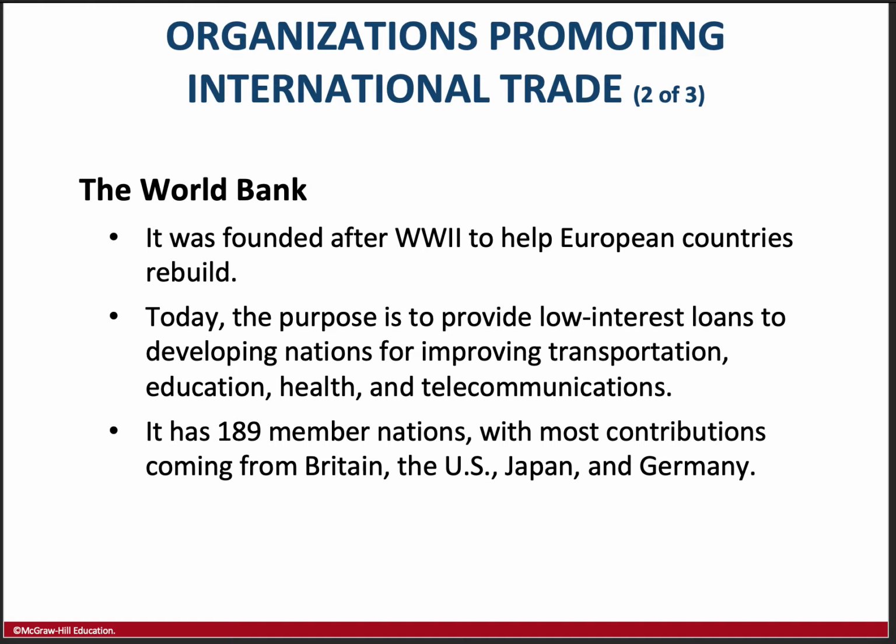Now, the World Bank was founded after World War II to help European countries rebuild. Today, the purpose is to provide low interest loans to developing nations for helping to improve education, health, transportation, and telecommunications. It has 189 member nations. Most of its contributions come from the US, Britain, Japan, and Germany.